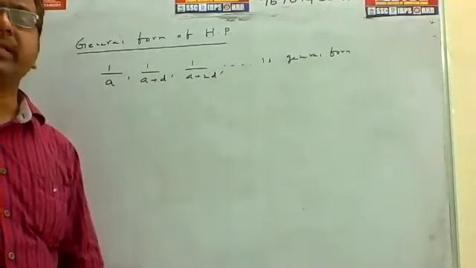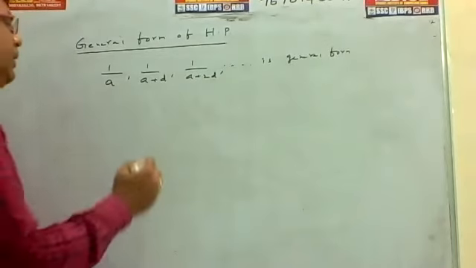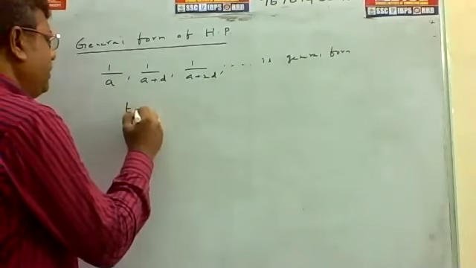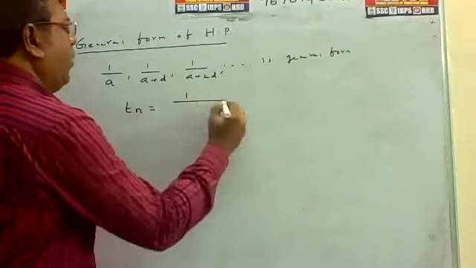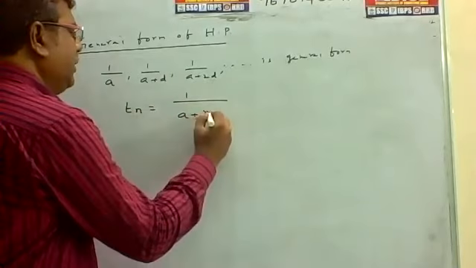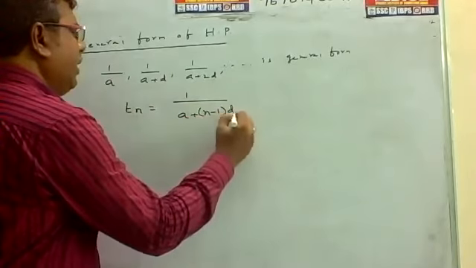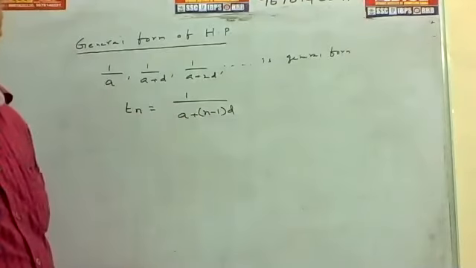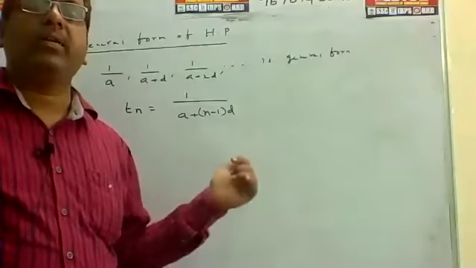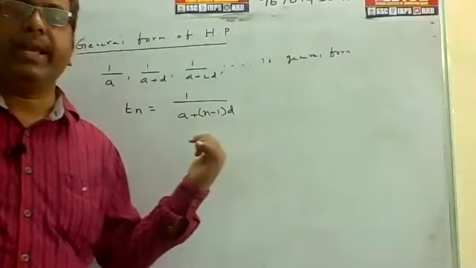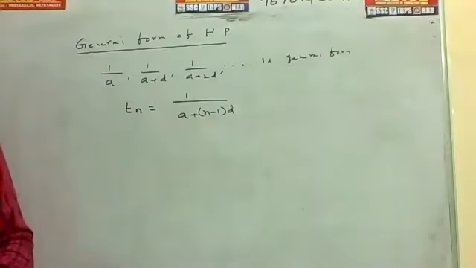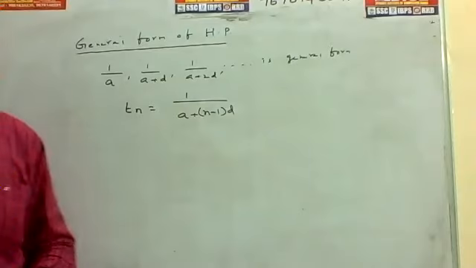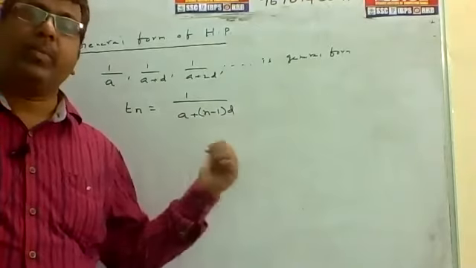For this, how can we find the nth term? The formula for AP is Tn is equal to A plus n minus 1 into D. But for HP, the value of Tn is equal to 1 by A plus n minus 1 into D. Write down these two and give me an S.